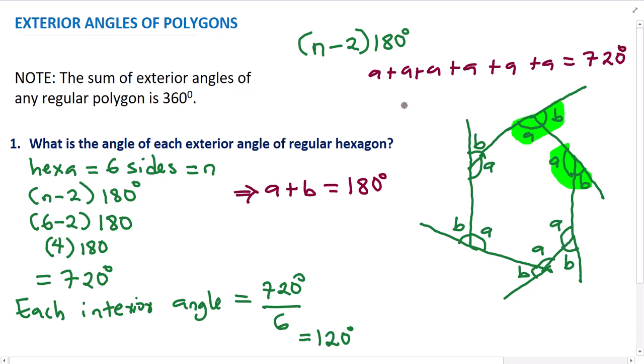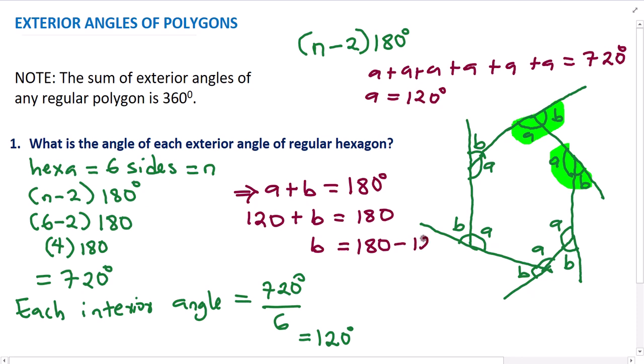That is, we have 6 A's. So for one A, we have 120 degrees. So it simply means that 120 plus B is equal to 180. From here, we can subtract 120 from both sides to see that 180 minus 120 gives us 60, which is 60 degrees.